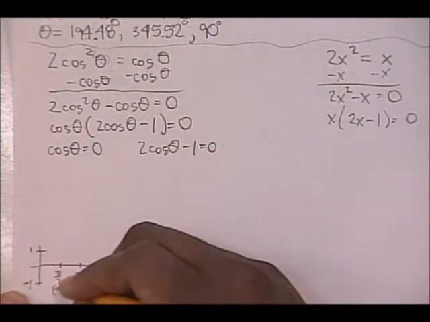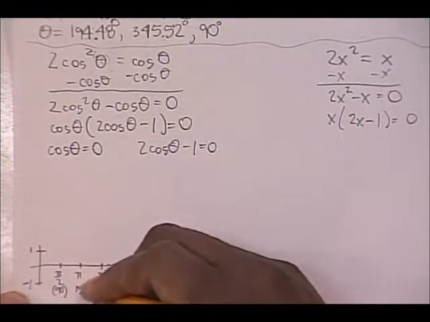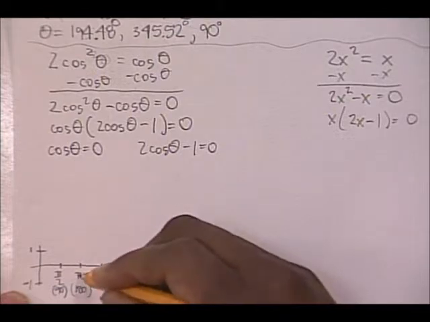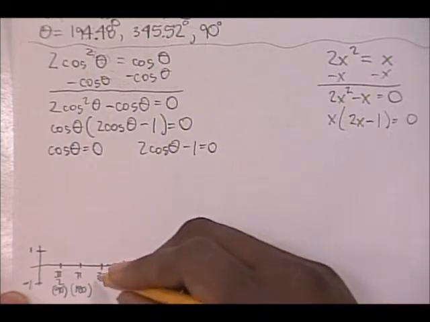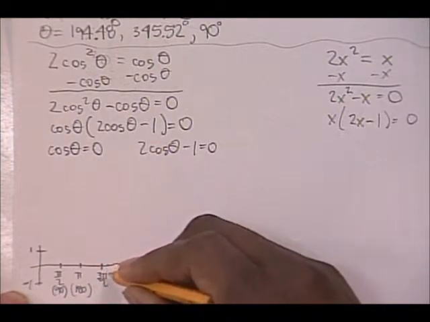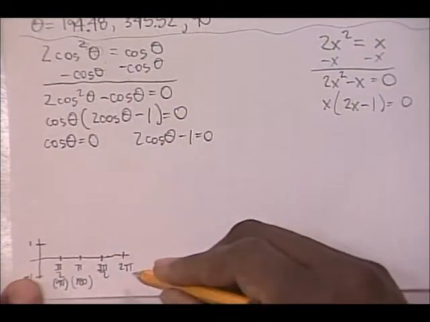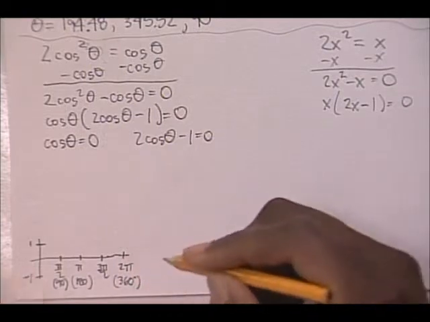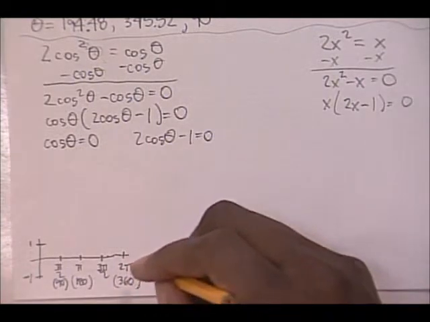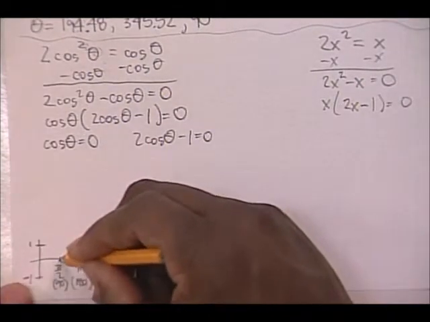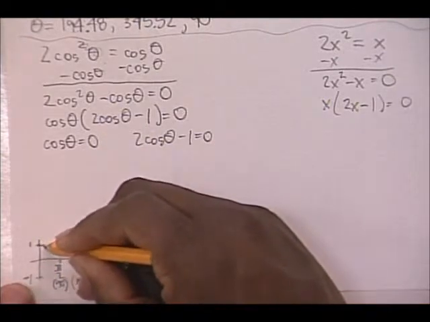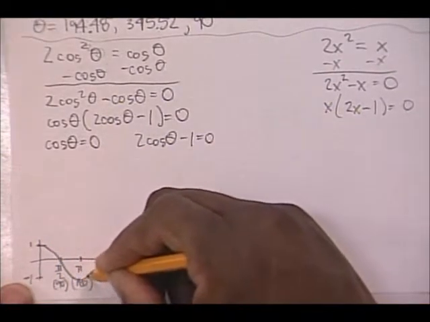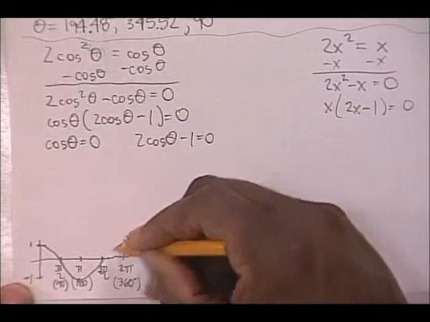By the way, this is 90 degrees. This is 180 degrees. Another way to say pi radians is 180 degrees. Another way to say 3 pi over 2 is 270 degrees. Another way to say 2 pi is 360 degrees. You're saying the same degree measure in 2 different ways. Now, the cosine curve looks something like this.